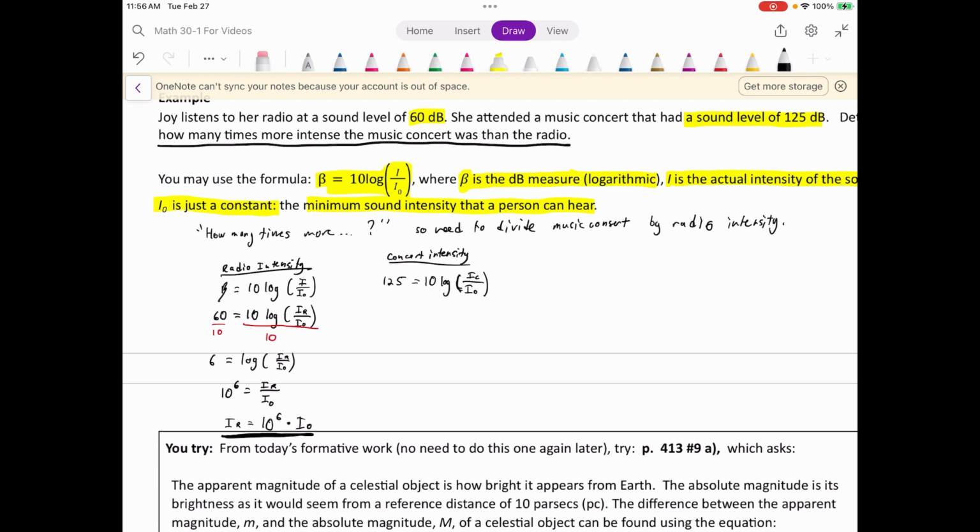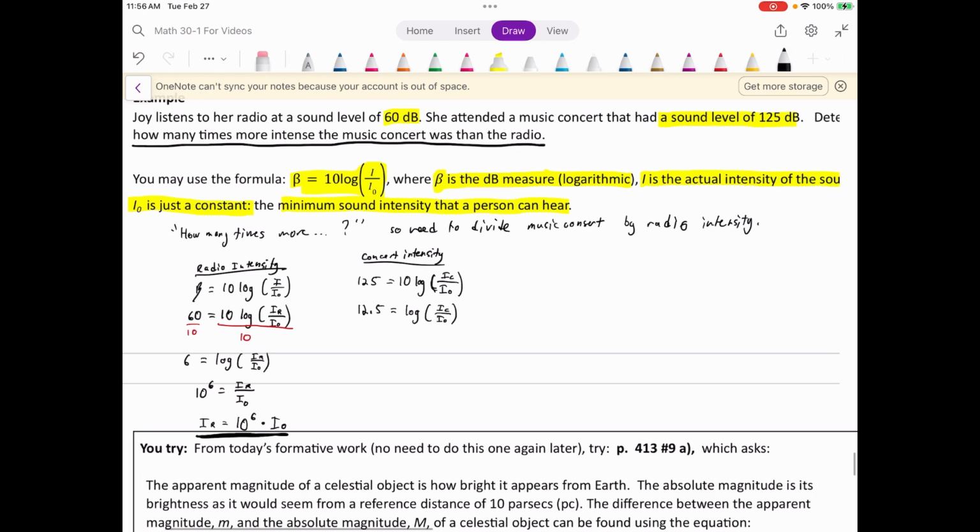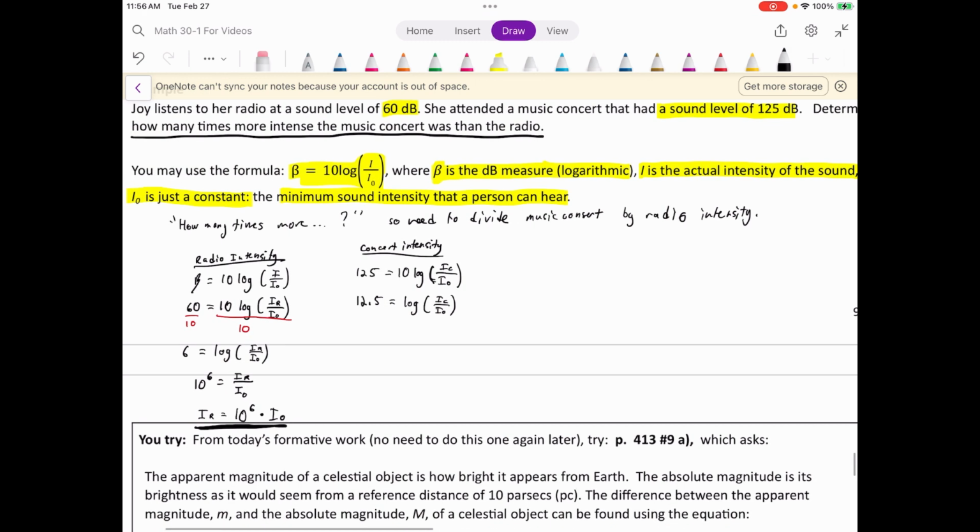And then same thing, divide both sides by 10. So 125 divided by 10 is 12.5, equals log of the ratio of the concert's intensity to that reference intensity, I naught. Okay, and now I can convert from logarithmic to exponential form. So 10 to the power of 12.5 equals IC over I naught. And therefore, the intensity of the concert is 10 to the 12.5 times I naught, right?